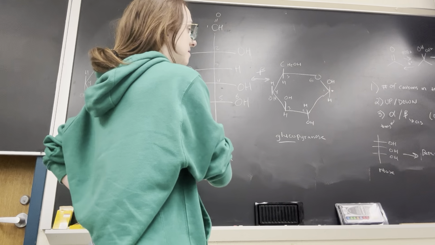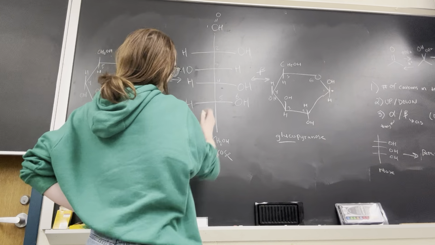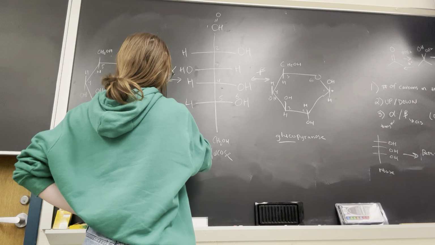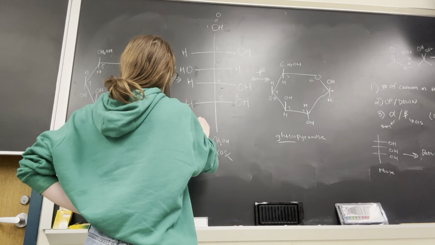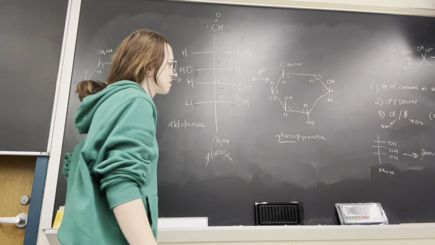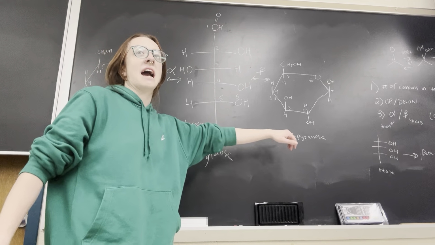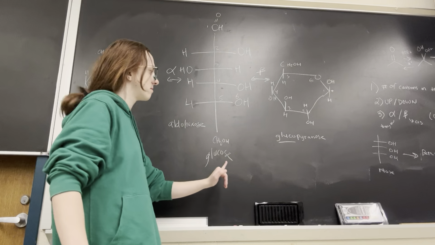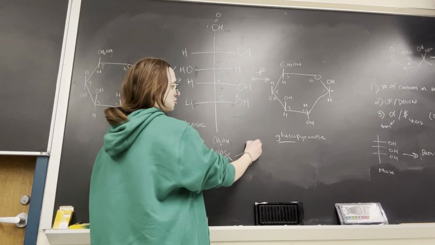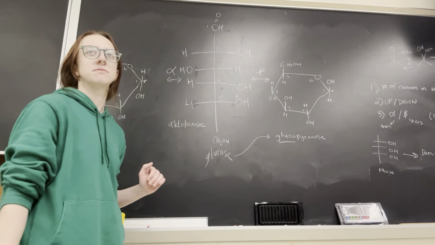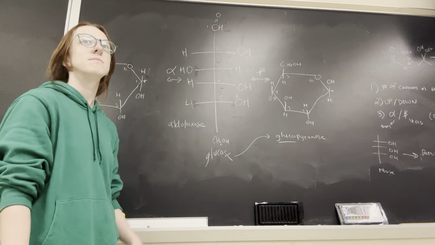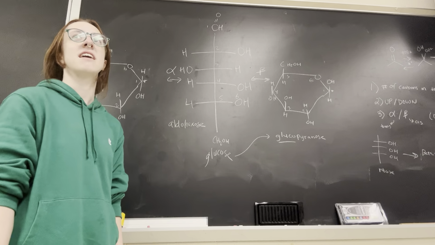Just a review for this. This is an aldohexose. And the difference is like this is the actual name, right? So glucose, the sugar, would be named glucopyranose. I think so. If it was in the lecture, then yeah.